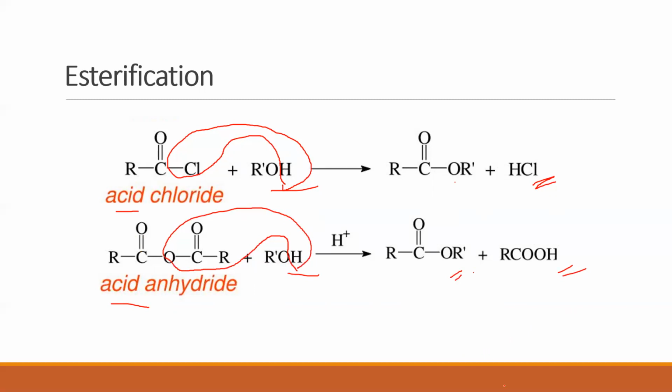So we have seen three cases or three situations where we can get an ester. The common reagent being alcohol. Alcohols can either react with a carboxylic acid, or they can react with an acid chloride, or they can react with an acid anhydride to give us an ester.